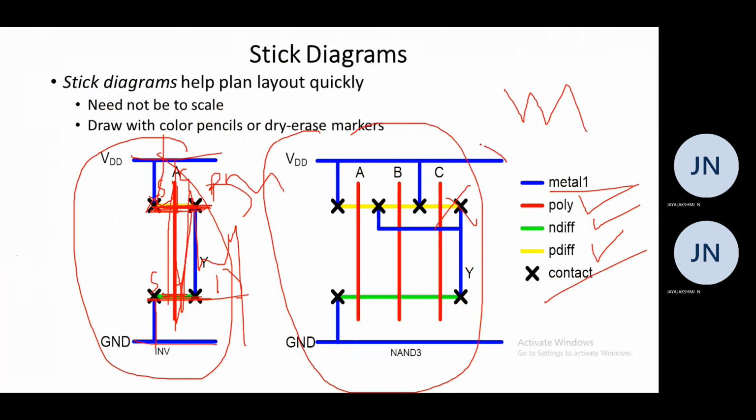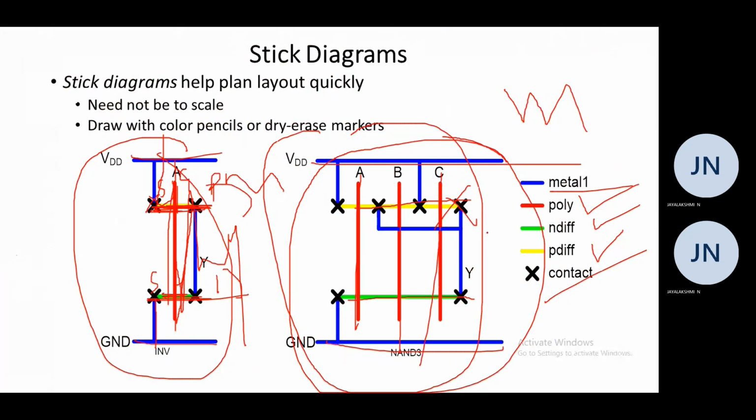So this is the stick diagram of a 3-input CMOS NAND gate. This is nothing but VDD. Here also we will be having ground. This is yellow color, which indicates P diffusion, and green color indicates N diffusion. So this is a 3-input CMOS NAND gate. Here we are having 3 gates.